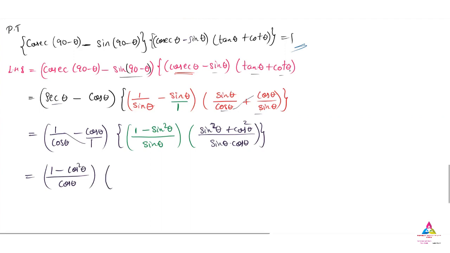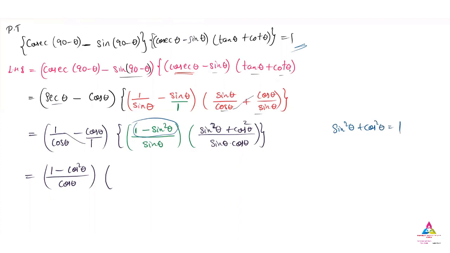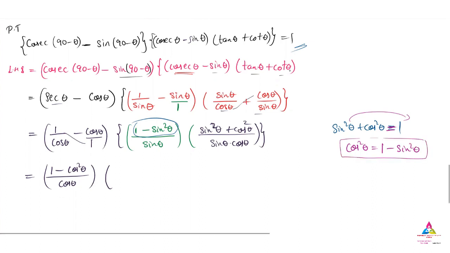Very importantly, here we have 1 minus sine square theta. What is that? You have learned sine square theta plus cos square theta, identity number 1, is equal to 1. So we can make a little change: cos square theta we can write here, 1 we keep, and sine square we shift to that side, it becomes minus sine square theta. Very good. So 1 minus sine square theta is nothing but cos square theta, and I can write it as cos square theta.